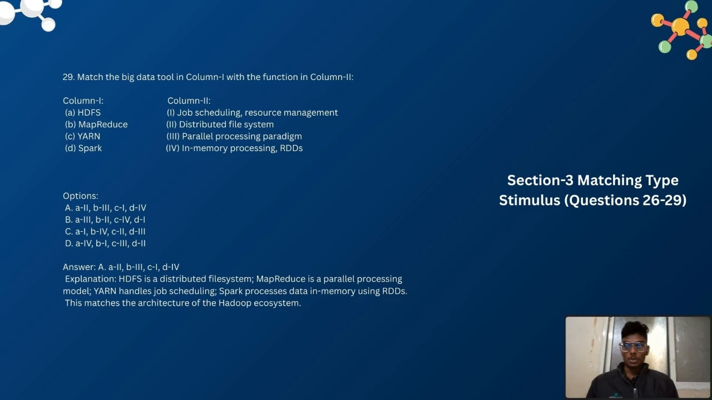Question number 29. Match the big data tool in column 1 with the function in column 2. HDFS is a distributed file system. MapReduce is a parallel processing model. YARN handles job scheduling. Spark processes data in memory using RDD. This matches the architecture of the Hadoop ecosystem.